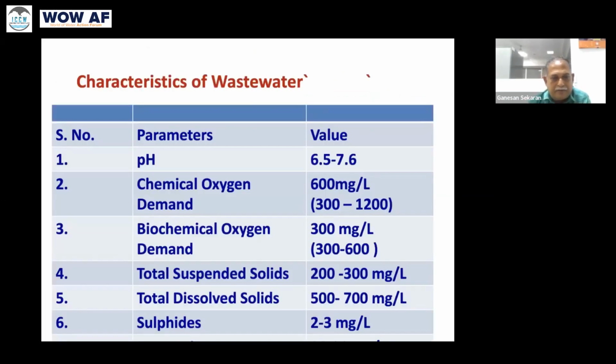So the general parameters, as you already know: pH is in the range 6.5 to 7.6. Chemical oxygen demand on average is 600, but in Chennai city we have only 400 milligram per liter. Biochemical oxygen demand varies from 300 to 600; in Chennai it is only 200. Total suspended solids are in the range 200 to 300; normally we get about 200 in Chennai. Total dissolved solids are 500 to 700.